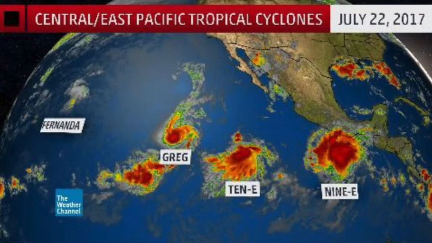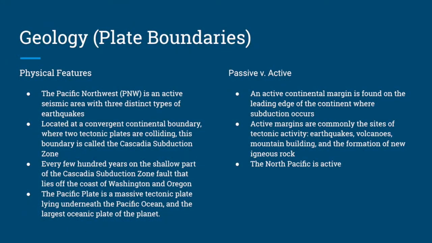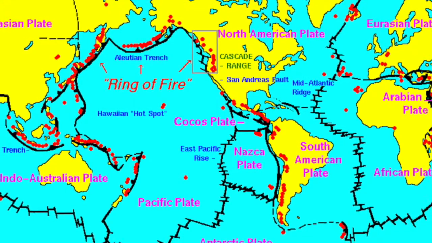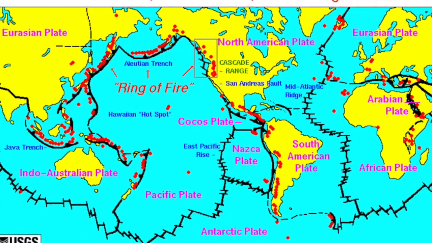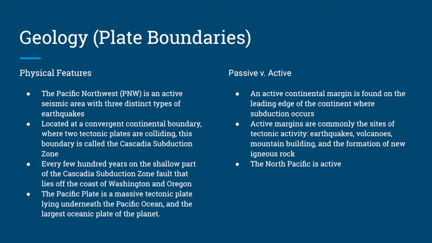The weather patterns of the Pacific are seen in this photo. The Pacific Northwest is an active seismic area with 3 distinct types of earthquakes. The Pacific Plate is a massive tectonic plate lying underneath the Pacific Ocean and the largest oceanic plate of the planet. An active continental margin is found on the leading edge of the continent where subduction occurs. Active margins are commonly the sites of tectonic activity such as earthquakes, volcanoes, mountain building, and the formation of new igneous rock. The North Pacific is active.